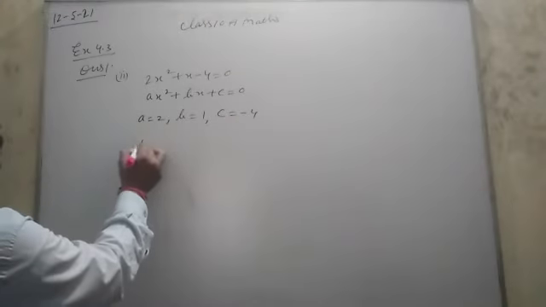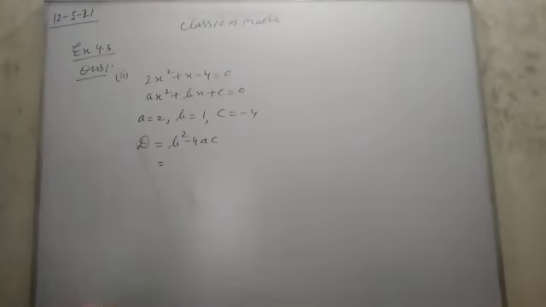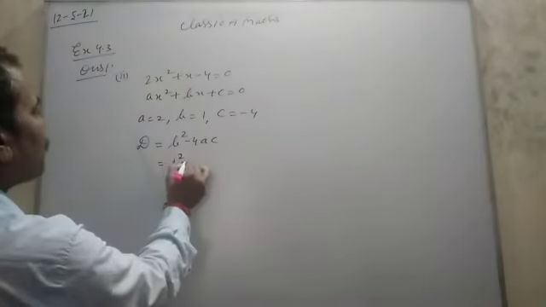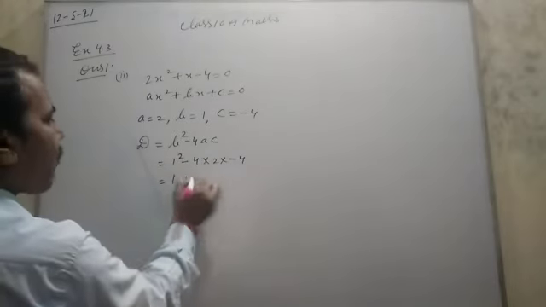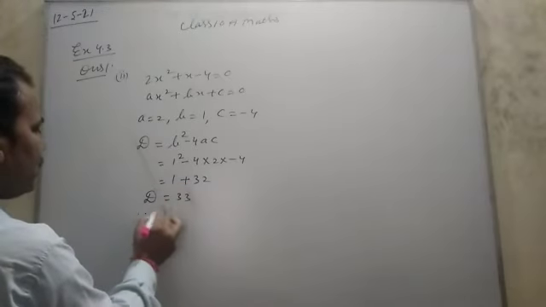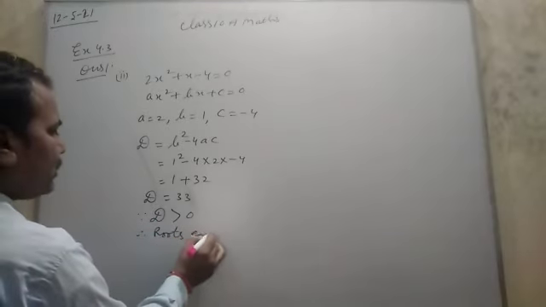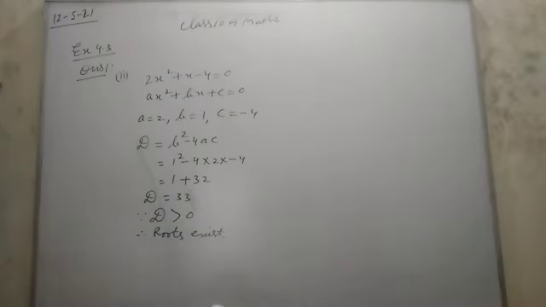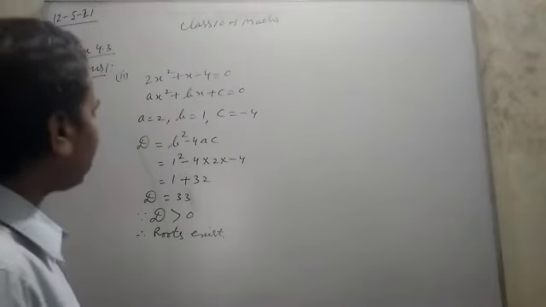So first find the discriminant D, and D we know is b square minus 4ac. Then putting values, so 1 square minus 4 into 2 into minus 4. So 1 plus 32, so 33. Okay, D is equal to 33. Since D is greater than 0, therefore roots exist. Okay. So the question says that if roots exist, then you find the roots by the method of completing the square.